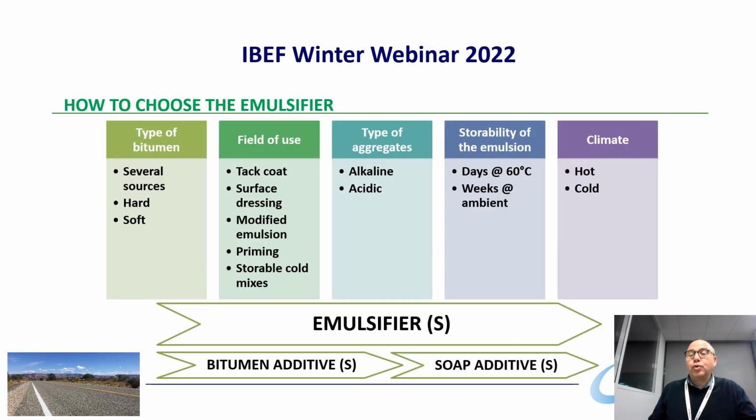Now, how to choose the emulsifier? The choice of emulsifier will depend on the type of bitumen, its grade, and its variability. On the field of use: the coat, surface dressing, modified emulsion, priming, storable cold mixes; the type of aggregates, basic or acid; the storability conditions, and of course the climate. Then, it will be possible to choose the most appropriate emulsifier and eventually the needed additives.